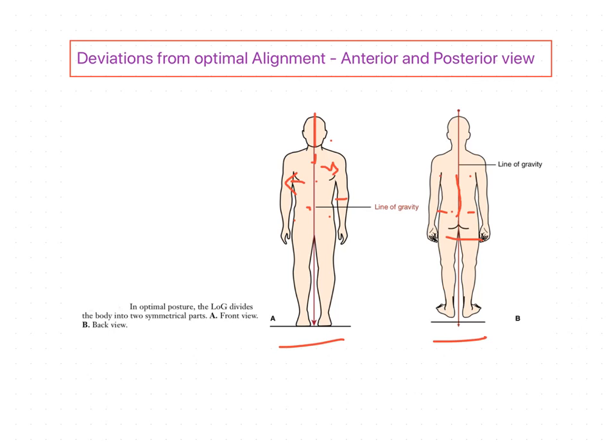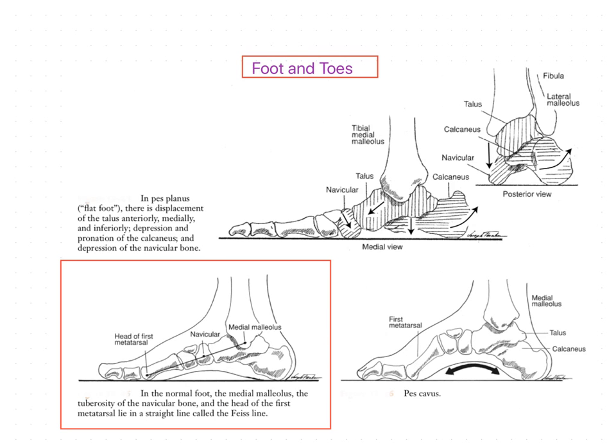Now we'll move on to the deviations from the optimal alignment. The first one we can see is the foot and toes. What happens in the foot and toes here? And there may also be some asymmetry in the knee as well as in the vertebral column.